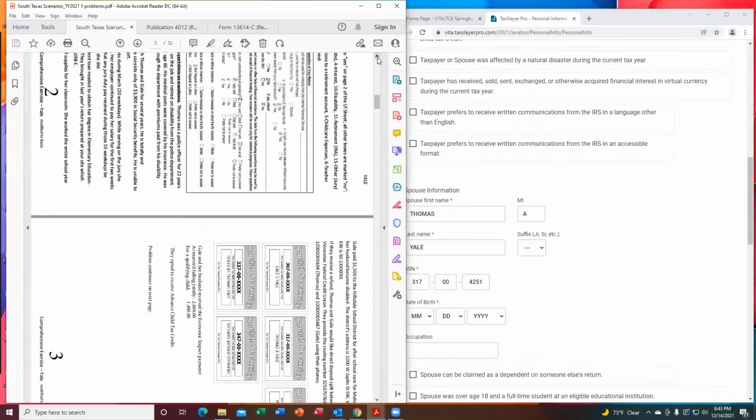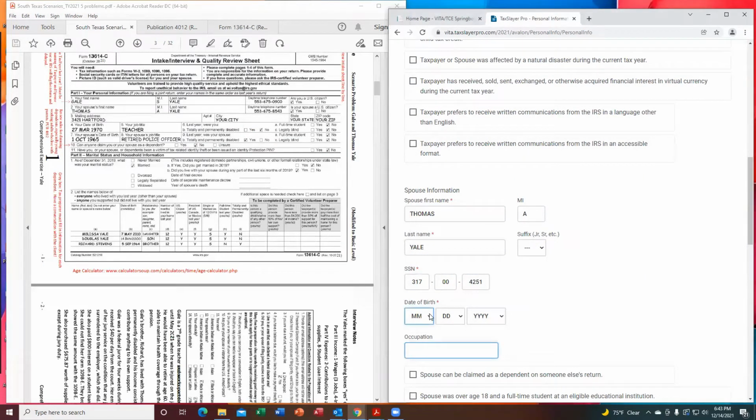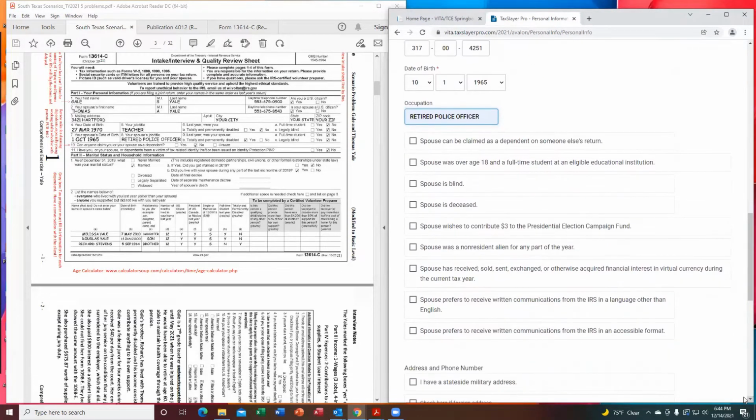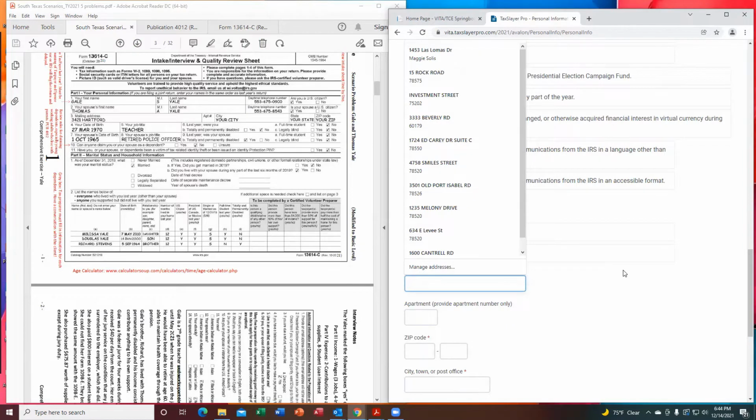And then his information as far as date of birth is up here on the intake sheet. So that's October the 1st of 1965. And his occupation, he's retired. And again, these are questions in regards to the spouse. And address as it appears on the intake form.